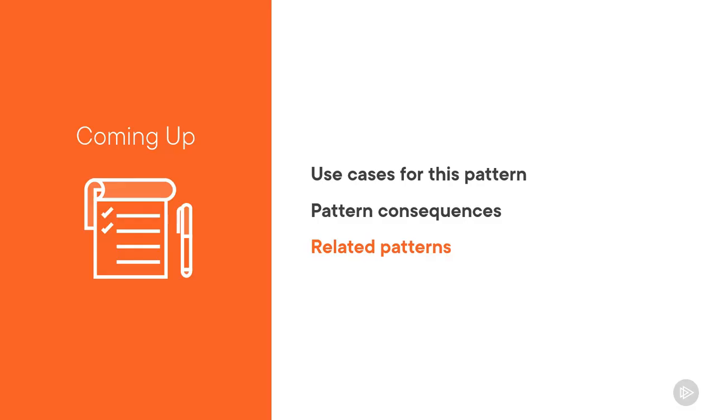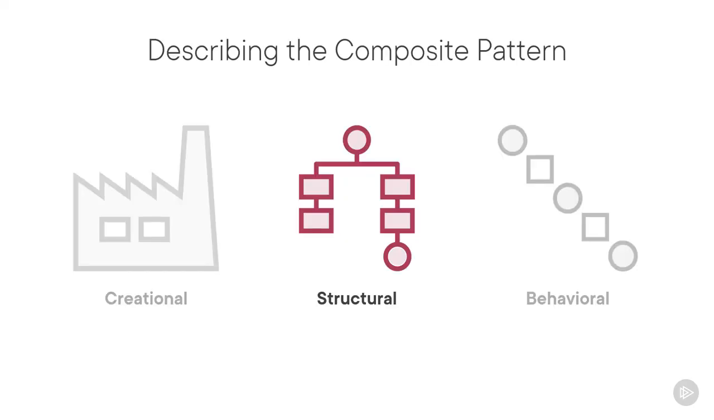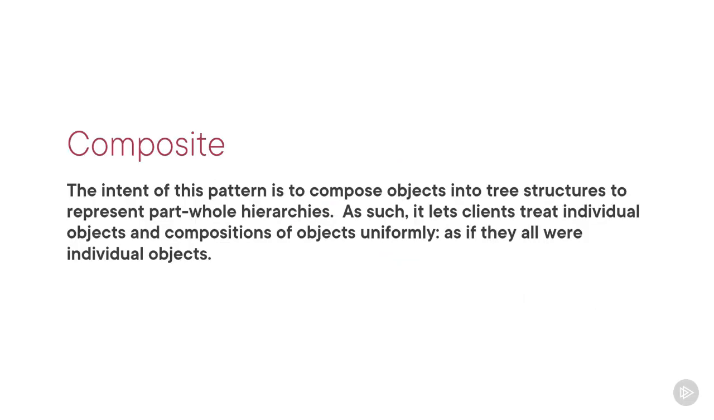Let's continue with describing the composite pattern. The composite pattern is a structural pattern from the well-known Gang of Four design patterns. Its intent is to compose objects into tree structures to represent part-whole hierarchies. The composite pattern lets clients treat individual objects and compositions of objects uniformly, as if they all were individual objects.